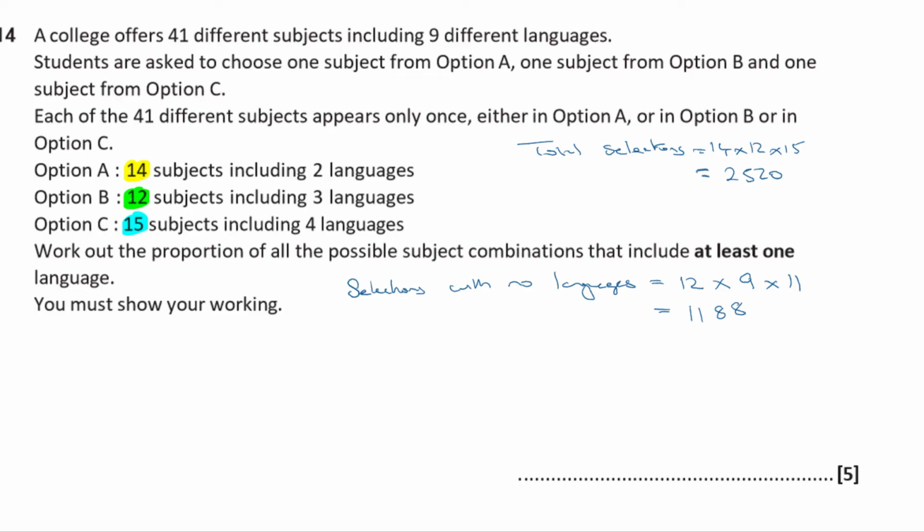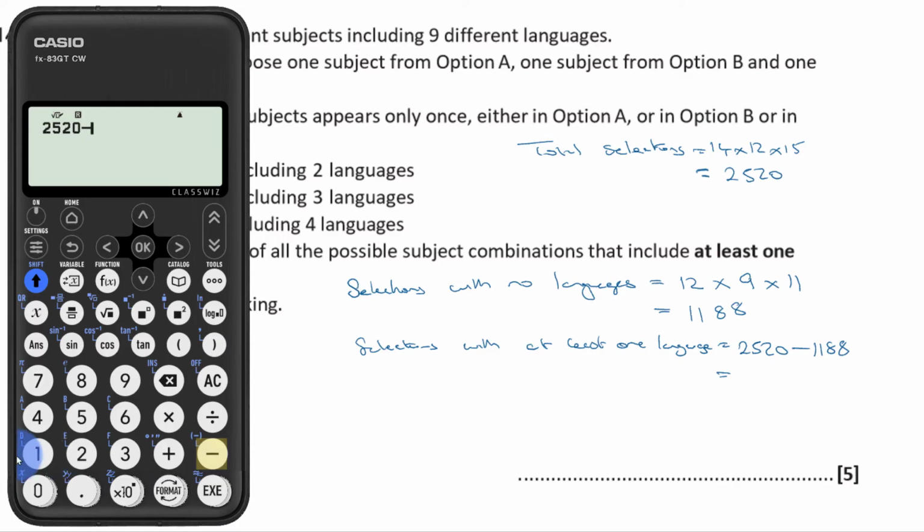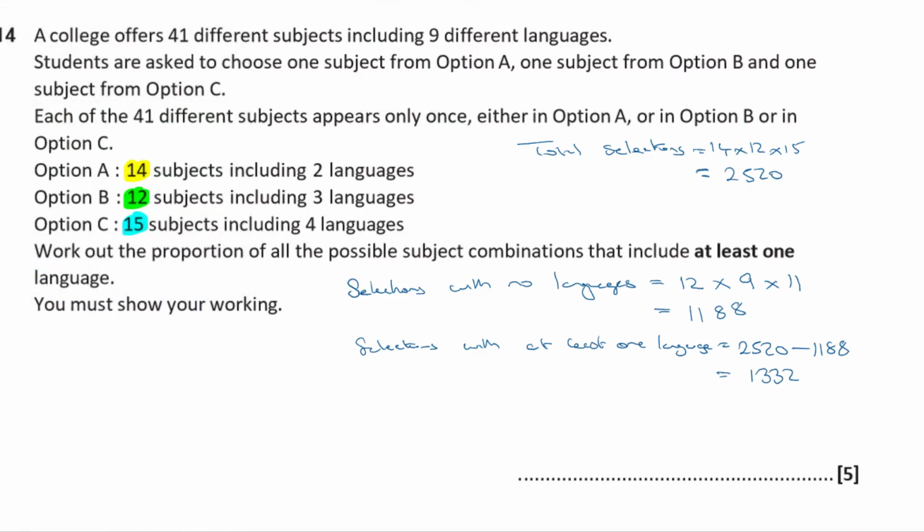So therefore, selections with at least one language will be the total selections of 2520 minus the ones with none in, and that should leave you with the ones with at least a language in. So what's 2520 minus 1188? That's 1332. So then what is the proportion of all possible subject combinations that include at least one language?